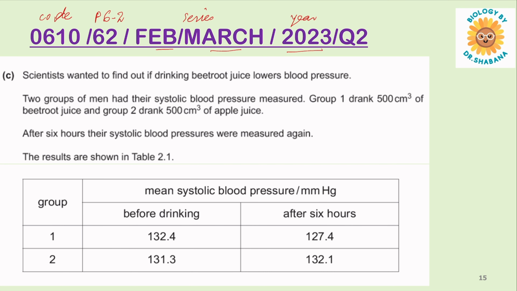So we have variant 1, we have variant 2. So we don't say 62, we can easily say 62. And this is for question number 2. Now look at the question. Scientists wanted to find out if drinking a certain juice lowers the blood pressure. So you want to find out the effect of one variable on another variable. Now first thing that you have to think of is which is the independent variable here, which is the dependent, and what can I keep constant.